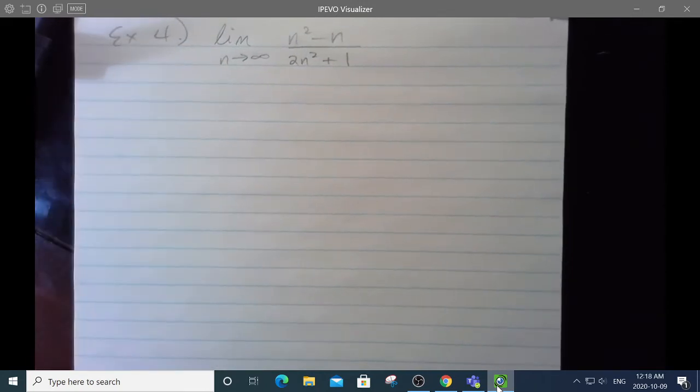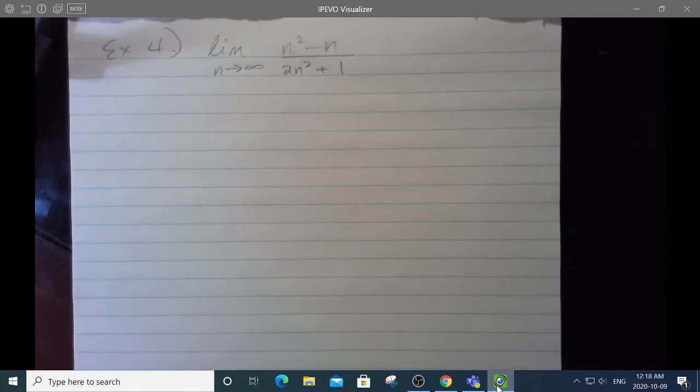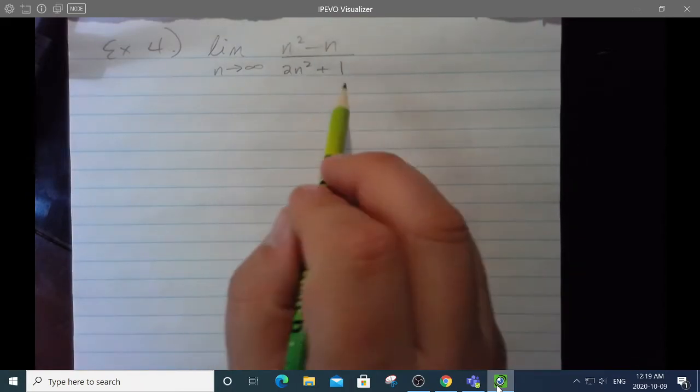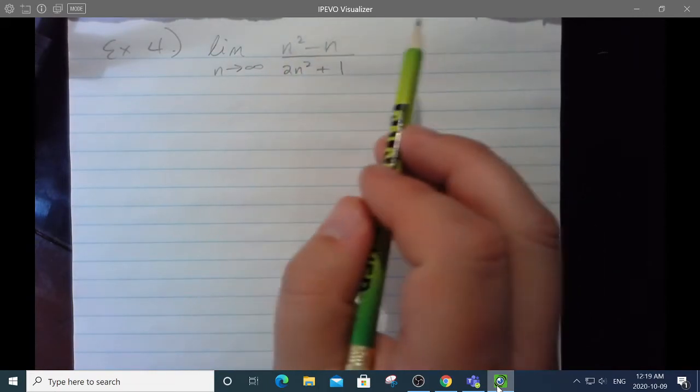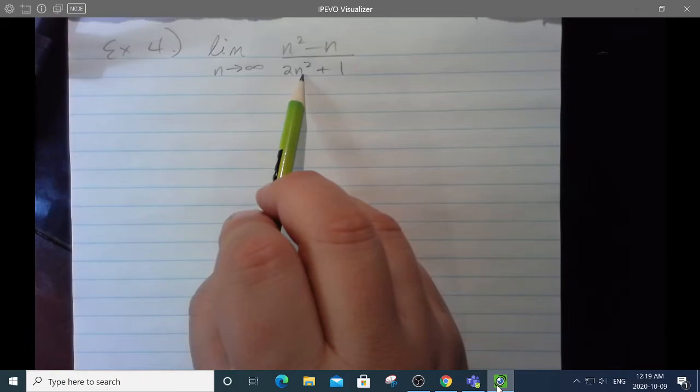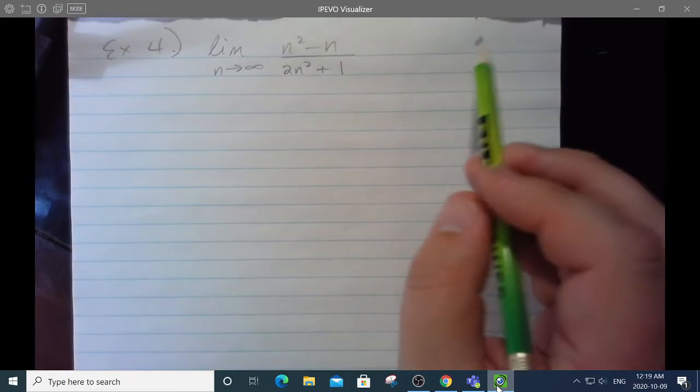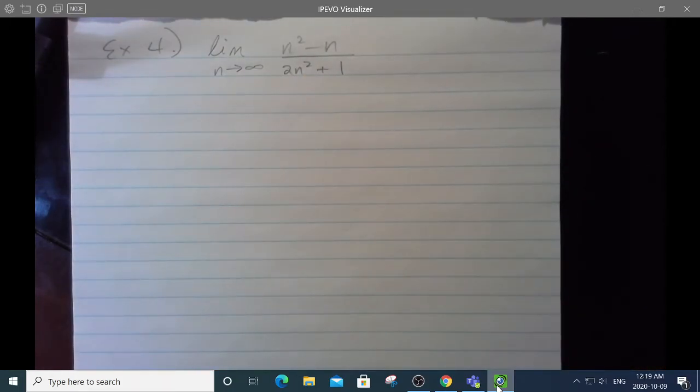The new algebra technique is basically this. So I would like the limit as n approaches infinity of n squared minus n over 2n squared plus 1. Okay, well, notice if I plug infinity in right now, I'd get infinity squared minus infinity, which is infinity, and I'd have 2 times infinity squared plus 1, which is infinity. I'd have basically infinity over infinity, which means nothing. That doesn't tell us anything about this graph.